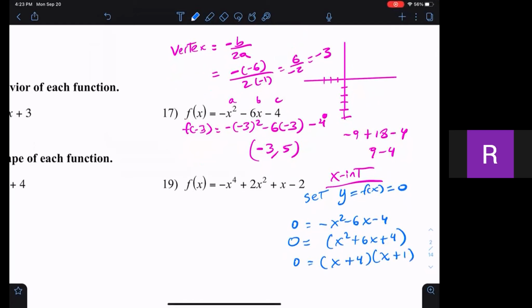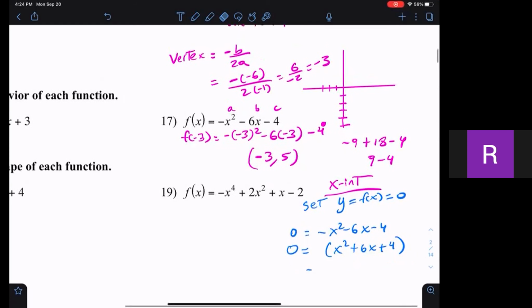So it seems that this is not going to work out, right? So this might be prime, right? If it's prime, that means that it might be, because this is what, below the x-axis, right? Because it's negative, that might be below the x-axis. That's the reason we don't have real solutions, right? It doesn't cross the x-axis.